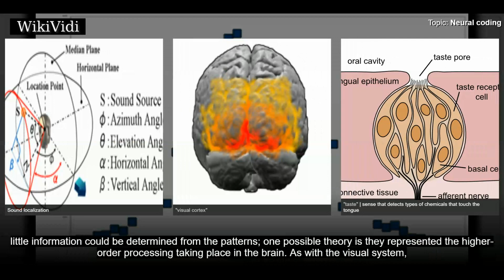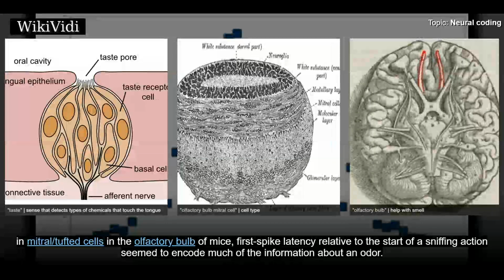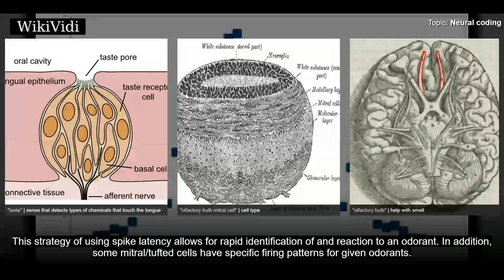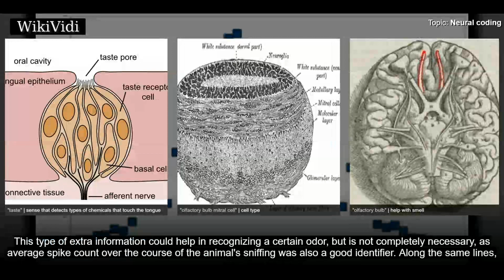As with the visual system, in mitral/tufted cells in the olfactory bulb of mice, first spike latency relative to the start of a sniffing action seemed to encode much of the information about an odor. This strategy of using spike latency allows for rapid identification of and reaction to an odorant. In addition, some mitral/tufted cells have specific firing patterns for given odorants. This type of extra information could help in recognizing a certain odor, but is not completely necessary, as average spike count over the course of the animal's sniffing was also a good identifier.